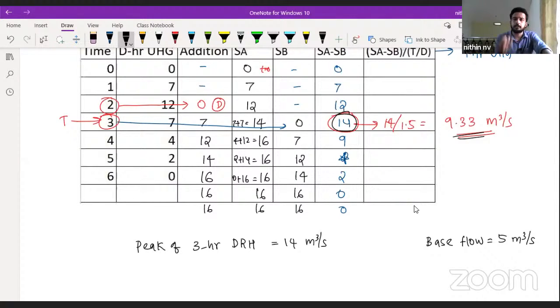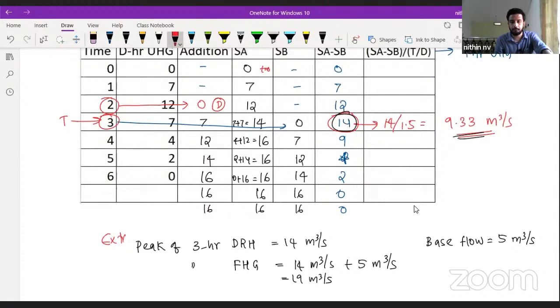Maybe in a stream there is already some water flowing. Now if they are asking the same thing, what is the peak of a flood hydrograph, then what will be the value? Yes, very good. This is the peak of the DRH plus base flow, so that will be equal to 19. This is not for the previous question. This is another example. Extra point.